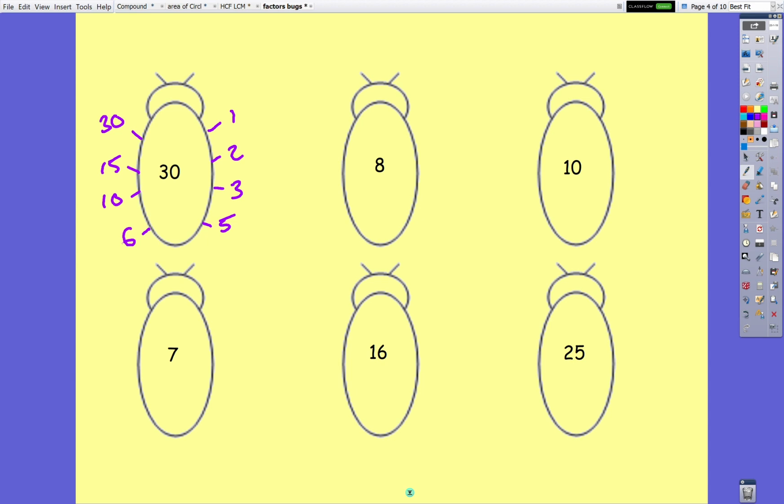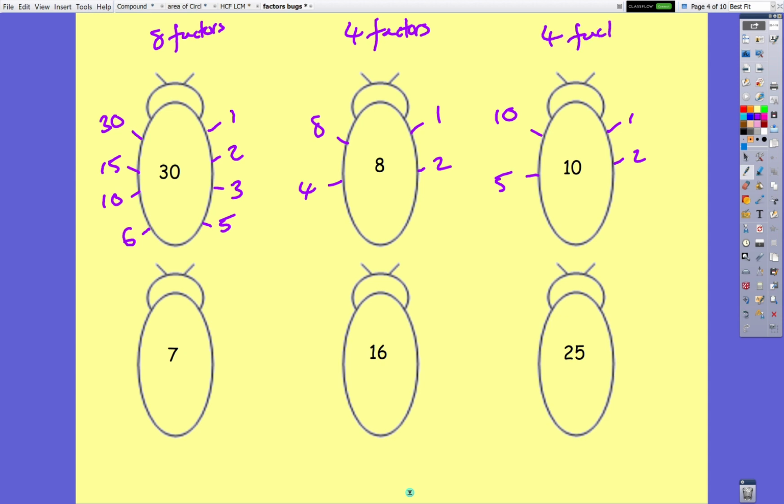Okay, so that's got 8 factors. I'm just going to write 8 factors just above it, just so we know. Okay, my next one, we've got 1 and 8, 2 and 4, and between 2 and 4 is 3, but 3 doesn't do anything to get with 8 in terms of a whole number, so this one here has got 4 factors. Right, next one, 1 and 10, 2 and 5, and again, let's double check: 3 and 4 between 2 and 5, but 3 and 4 don't work, so this one here again has got 4 factors.